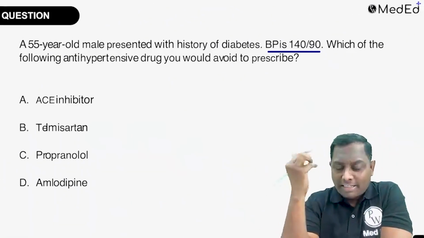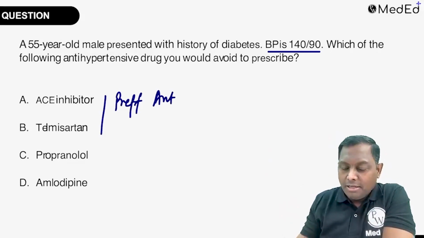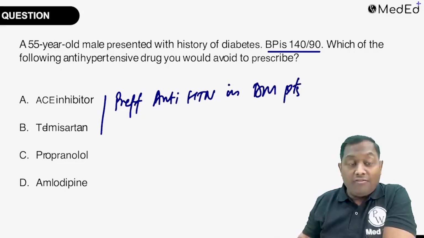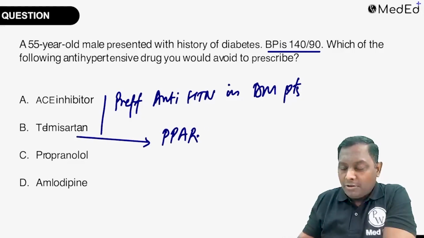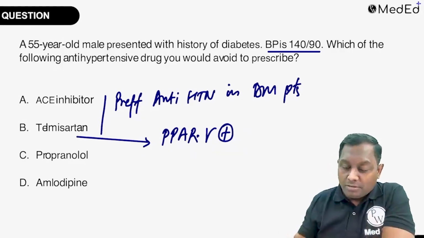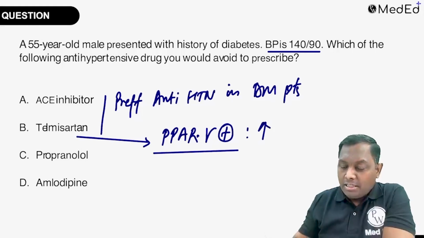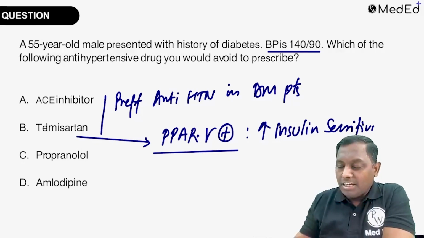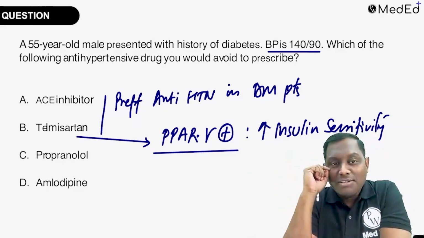ACE inhibitors we prefer. ACE inhibitor and ARB, they are the preferred antihypertensive drugs in diabetic patients. In fact, telmisartan has additional PPAR gamma agonistic property, peroxisome proliferator activator receptor gamma, and because of the PPAR gamma agonistic property, they also increase the insulin sensitivity. So this is the most preferred drug for diabetes. In long term diabetic patients, sometimes even without hypertension we use ACE inhibitors.